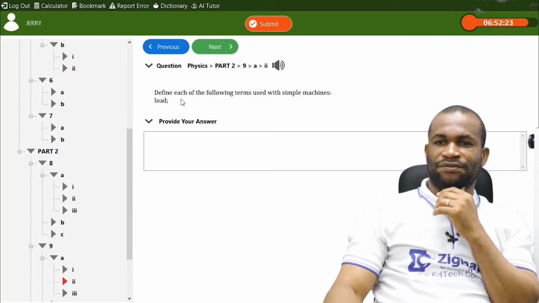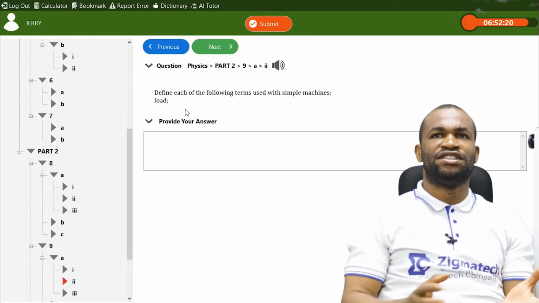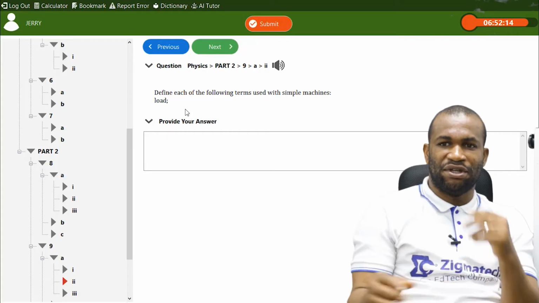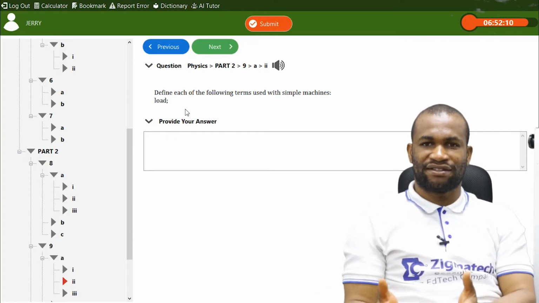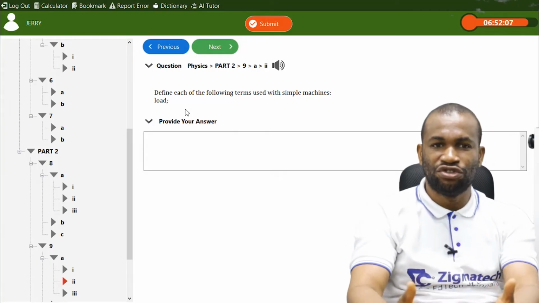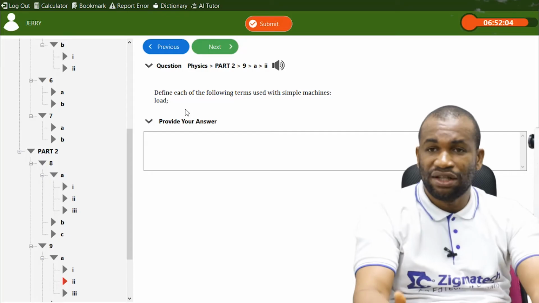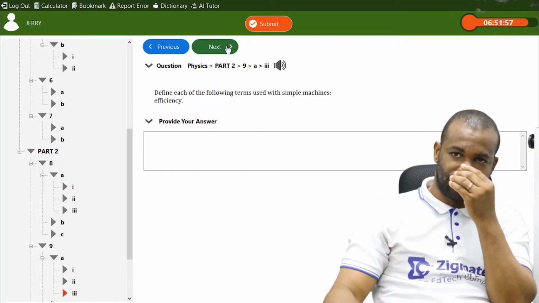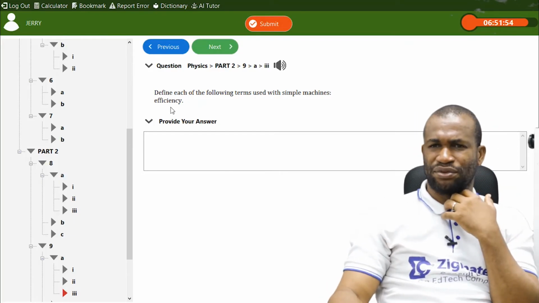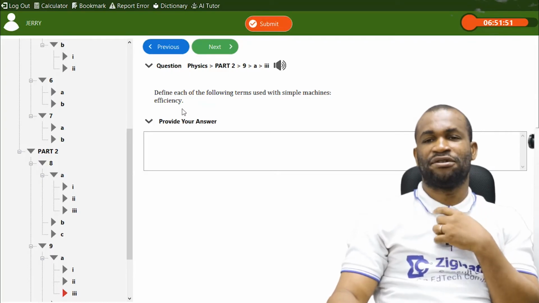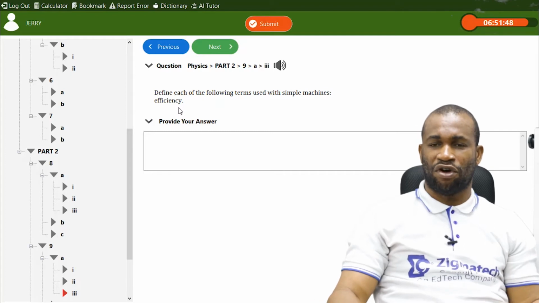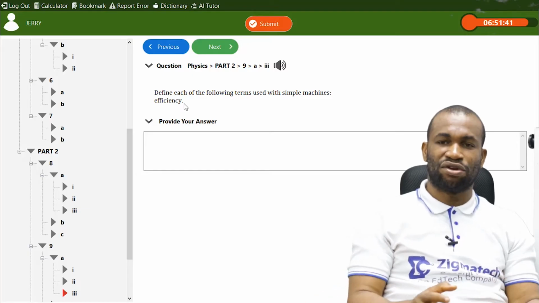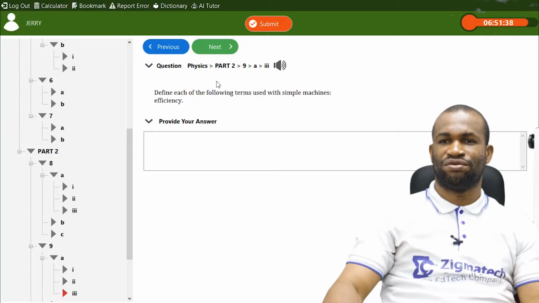Define the following used by simple machine. Load. Load is the weight which effort is needed to overcome. Load is that weight or the mass which the machine is used to overcome. Nothing special. Sometimes it can be expressed in grams or it can be expressed in weight, depending on your question. Efficiency. Efficiency is the work output over work input times 100 over 1. Most times, a machine can never be 100% efficient because friction is involved and some energy is lost in order to overcome the friction. So that is efficiency.